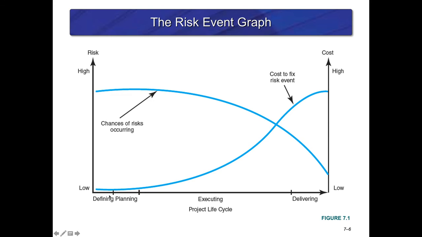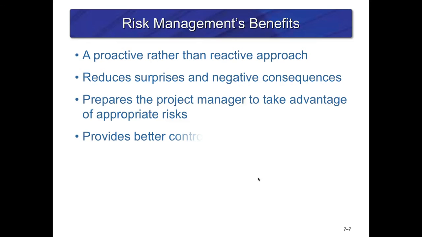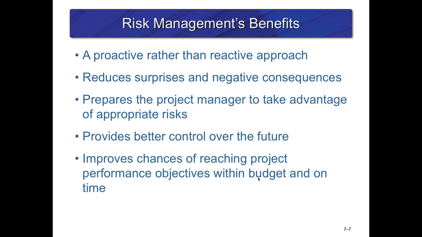This is one of the reasons why we spend so much time in the defining and planning phases as well, right? The faster we get through these phases, the quicker we can reduce the likelihood. Make sense? Okay. Now, one of the things that we want to do is take a proactive rather than a reactive approach. We want to think about the consequences of those actions so that we can reduce them before they actually come to pass.